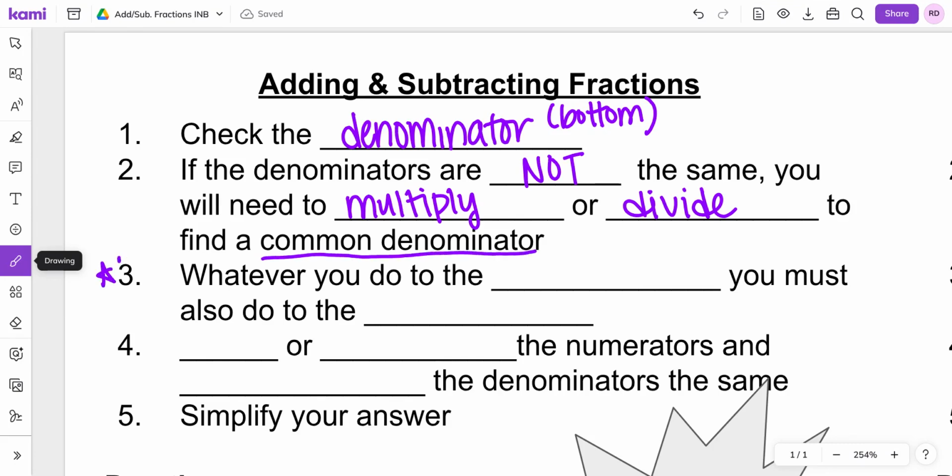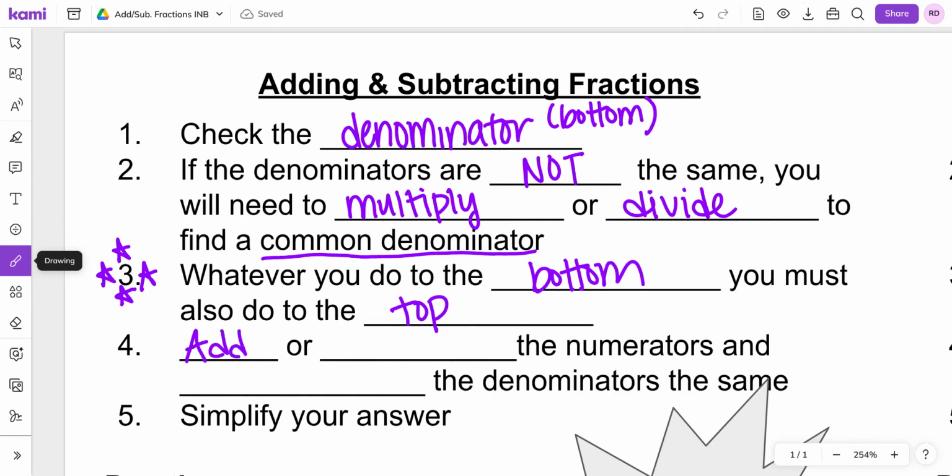Step number 3 is super duper important. When we were creating equivalent fractions yesterday, we talked about how you always have to multiply the bottom and the top by the same number because it's like multiplying by 1. So right here, whatever you do to the bottom, you must also do to the top. So we have to change them equally.